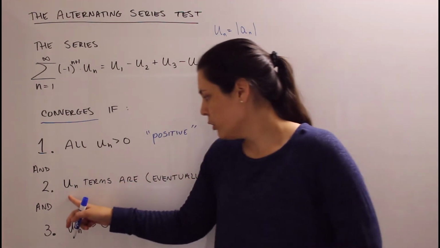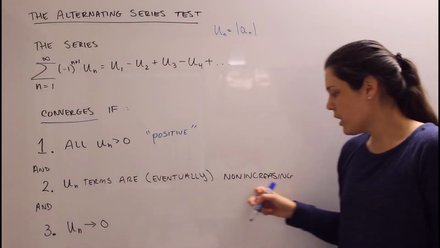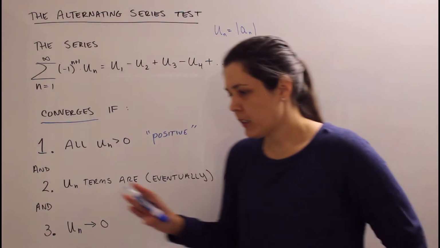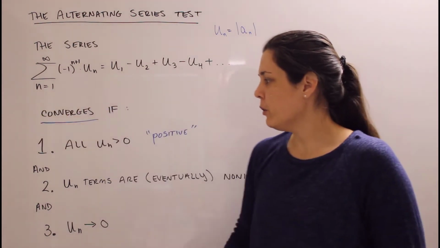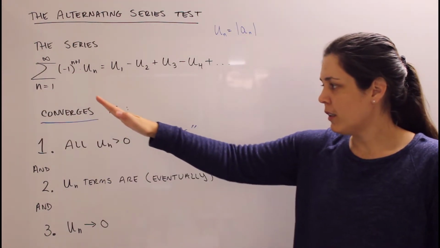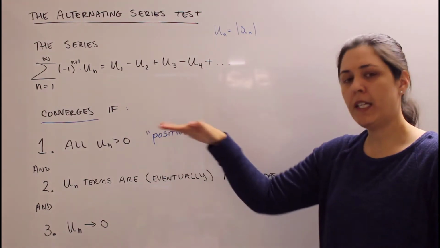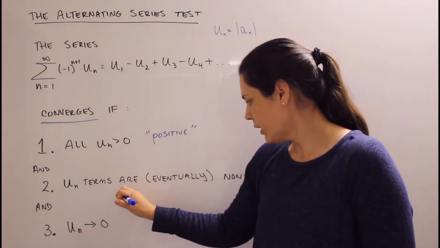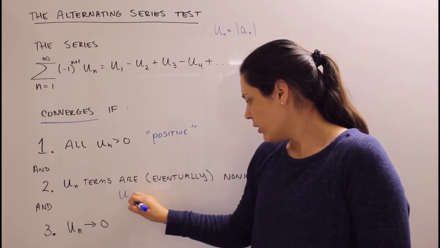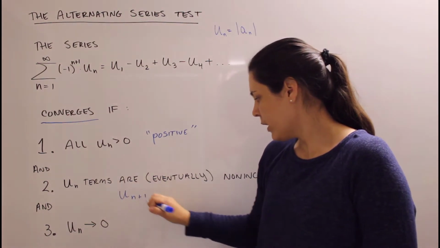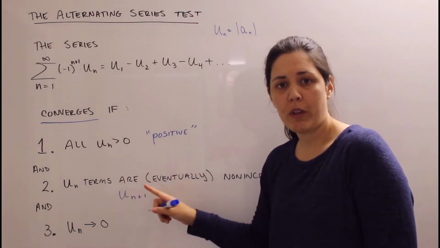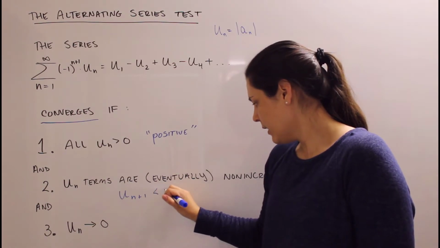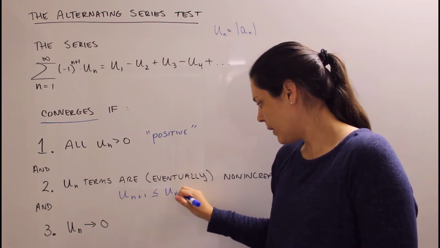2, u sub n terms are eventually non-increasing. What does that mean? It means that at some point, at some n value, your terms are starting to decrease, or they just stay constant. They're not getting bigger. And so one way you can look at this is you can say that u sub n plus 1, that's our notation for the next term, is less than or equal to u sub n.